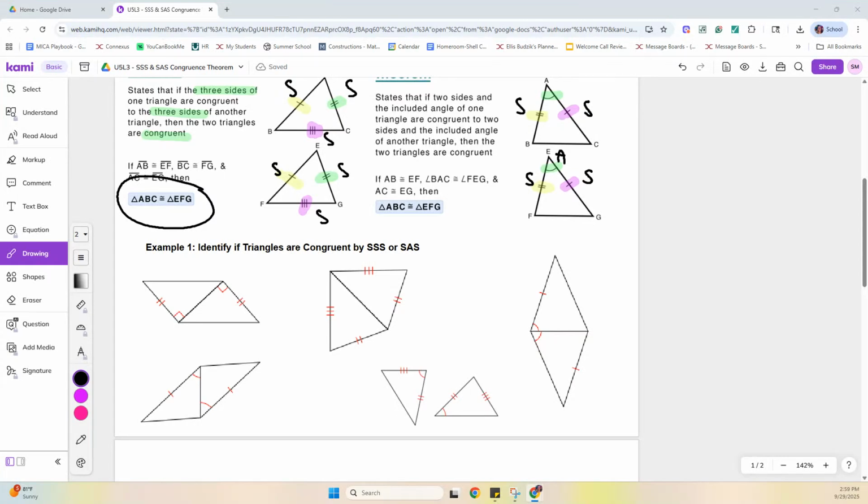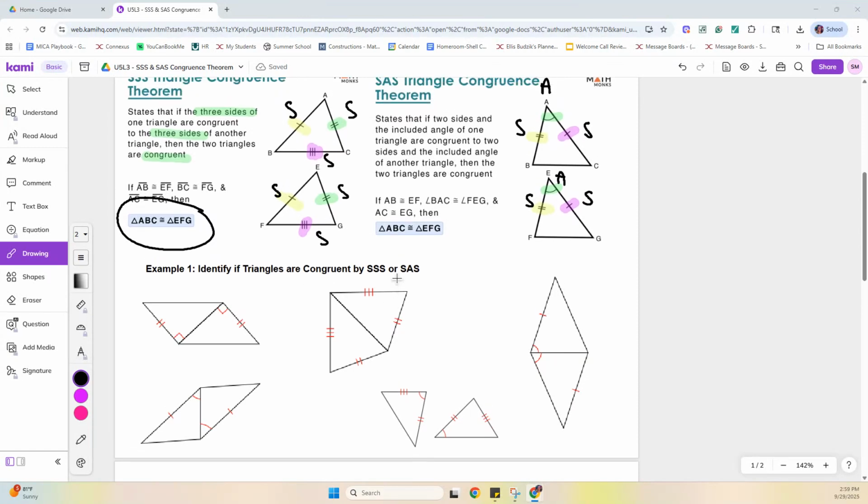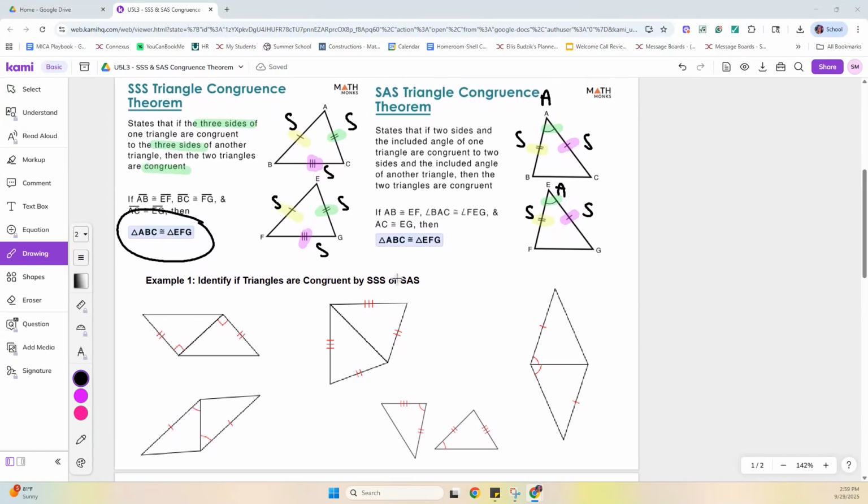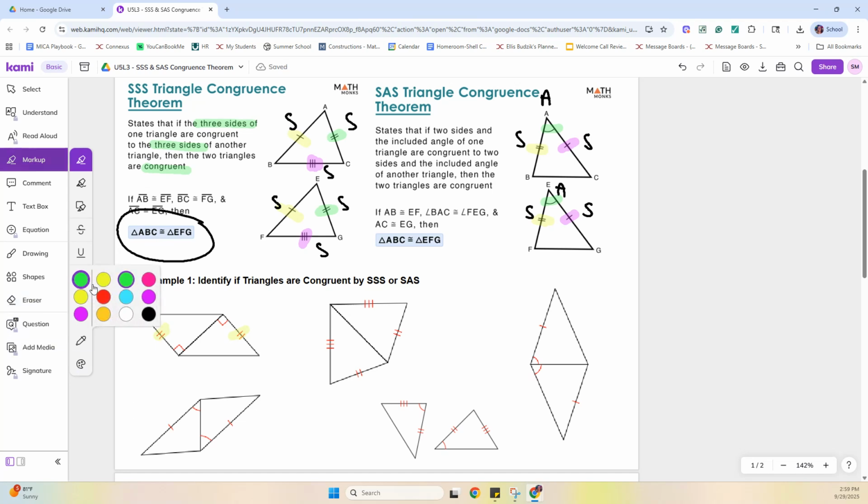All right, so for example 1, we are going to be using side-side-side and side-angle-side to determine whether these triangles are congruent or not. So first thing I see right now on this first triangle, let me grab my highlighter over here, is a side marked with 2 tick marks and a side marked with 2 tick marks. So those two are corresponding sides and they match up. I also see that I have a right angle over here and a right angle over here. So I have information about these 2 angles and they're going to be the same because they're both right angles. They're equal to each other.